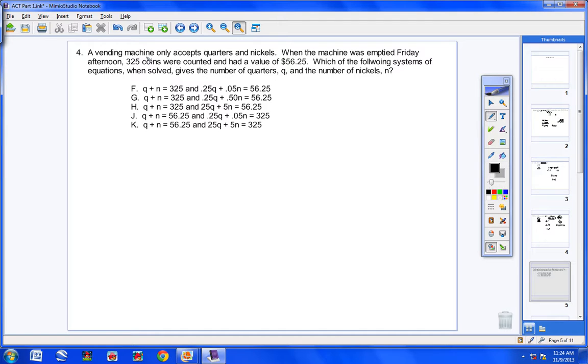So I know that I have a total of 325 coins. So it makes total sense to me if I take all of my Q quarters plus all of my N nickels, it'll equal 325. That makes sense to me. I mean, come on. If I've got 100 quarters in the machine, then there would be 225 nickels, right? Sure. If there were 200 quarters, then I would have 125 nickels. Okay? So that's a true equation, and that's a good one. And notice how it used a total.